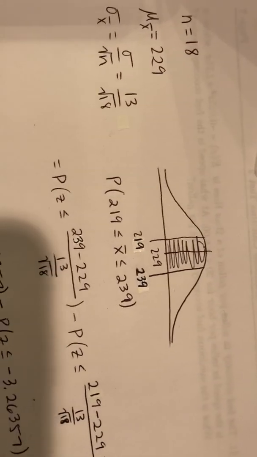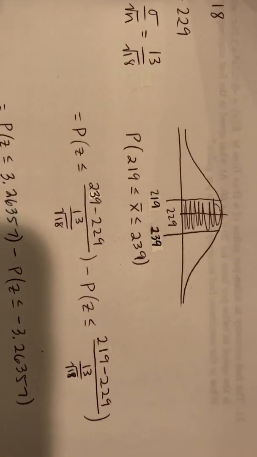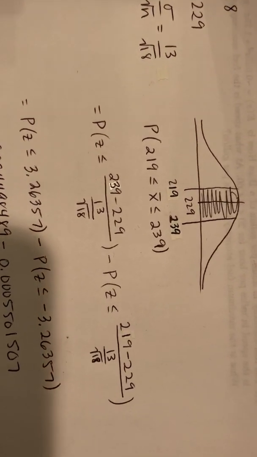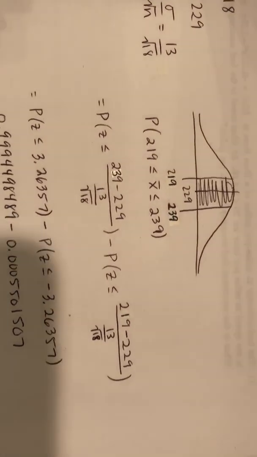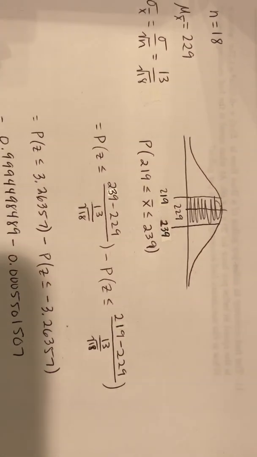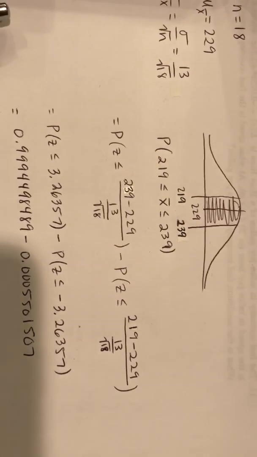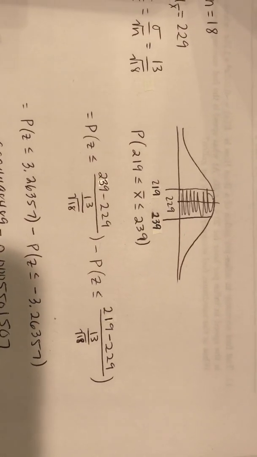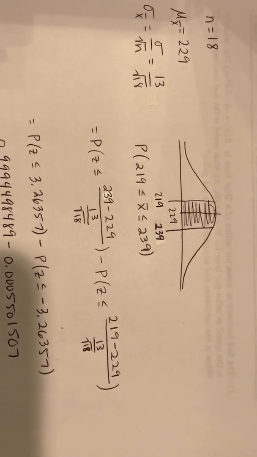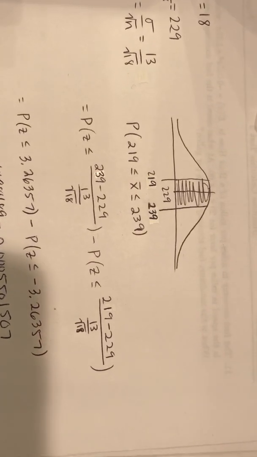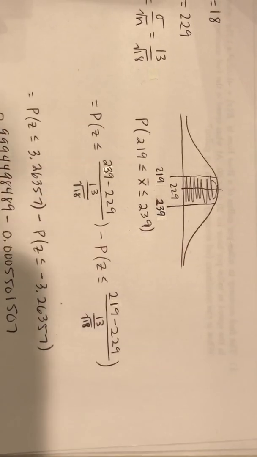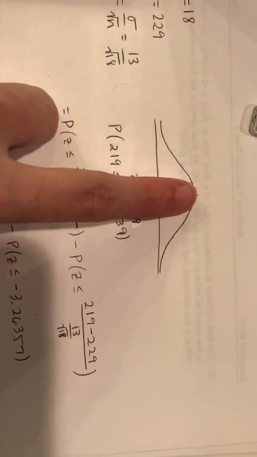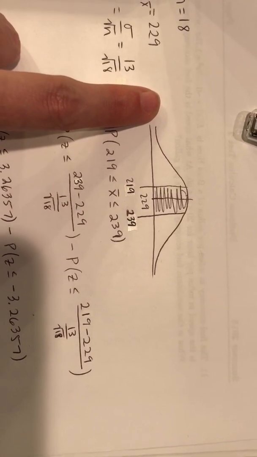So I've set it up according to x bar, and we know we need to change our x's into z's. So I've got x bar set up 2 different times because I'm finding the area under the curve between 2 different values. So we take the upper value, the 239, and subtract the population mean, 229, and then divide by the standard deviation. And then that will give us the area from 239 all the way to the left tail.